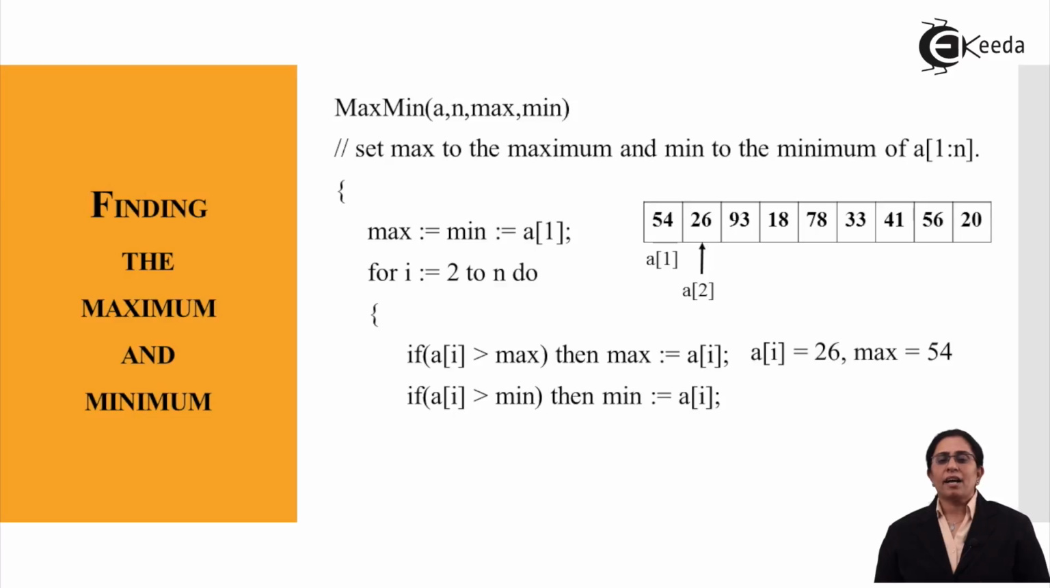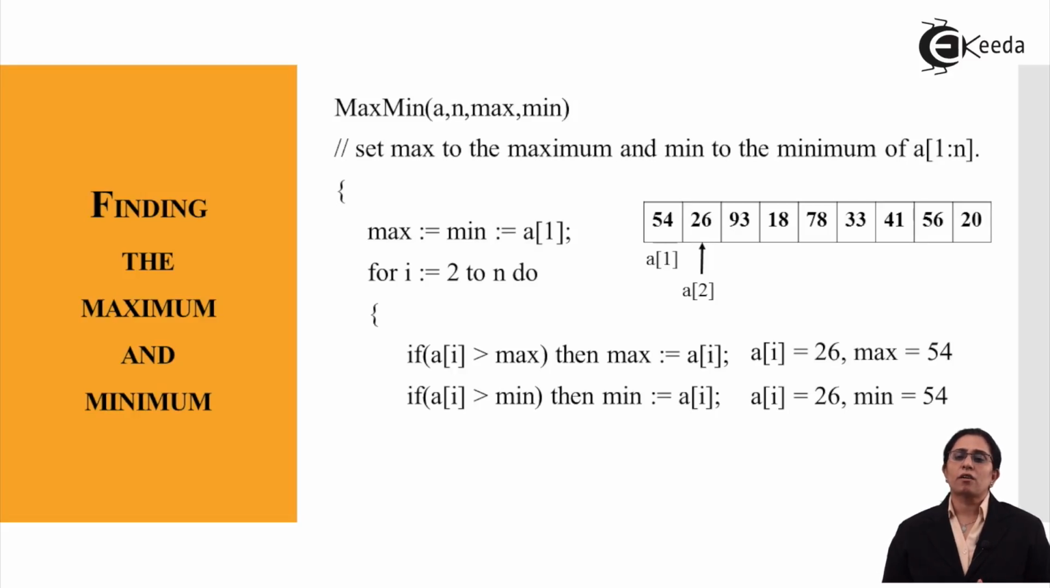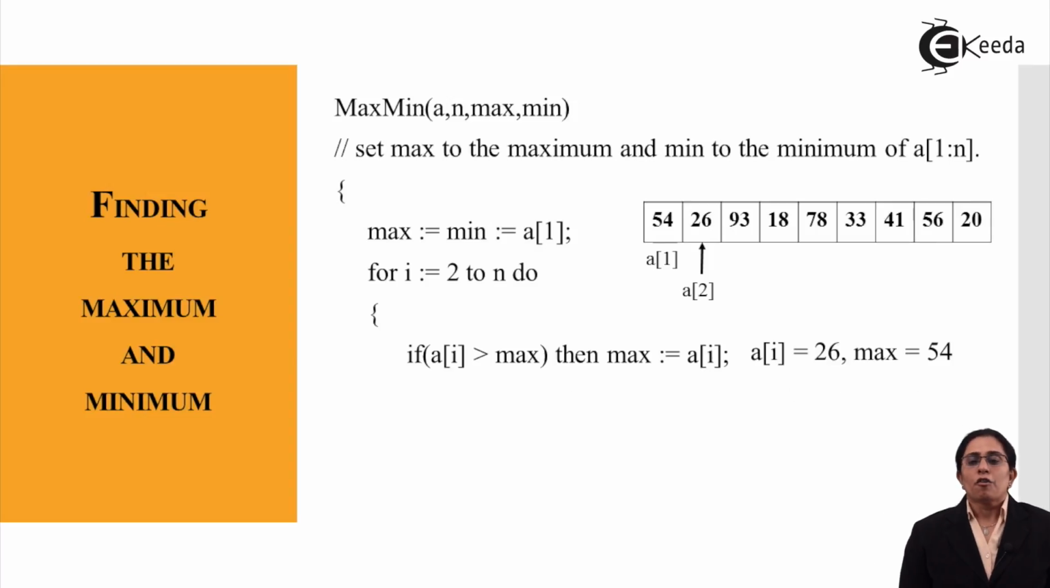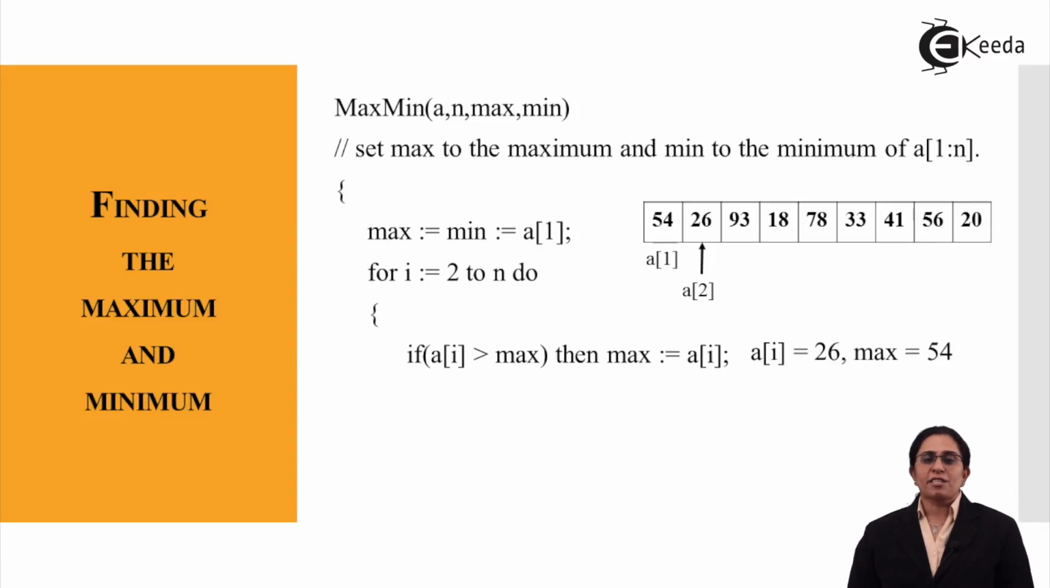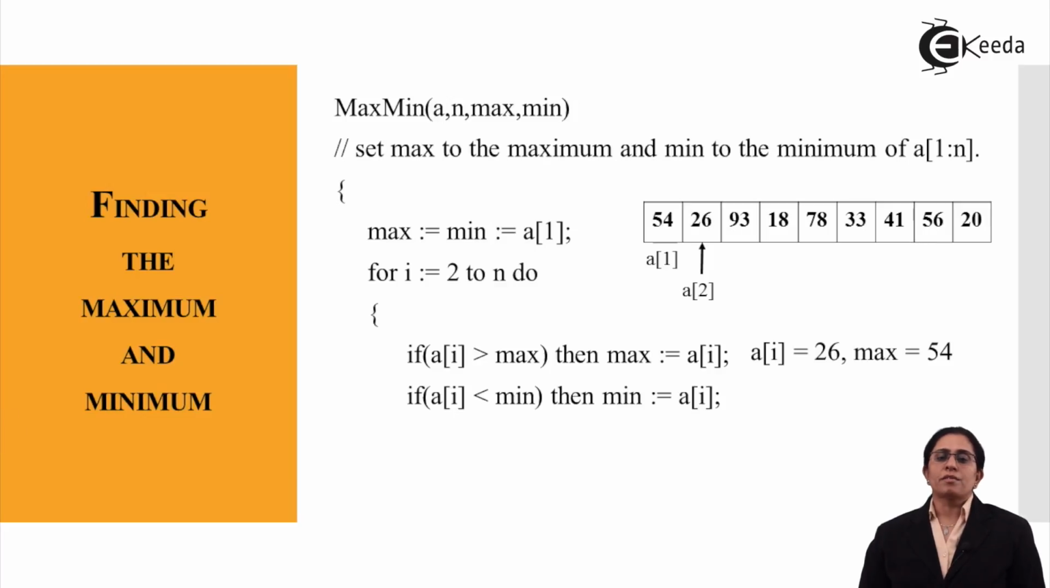So we've seen that a of I is equal to 26 and min is equal to 54. So 26 is less than 54. If it is so, then you say min is equal to a of I. We've seen that we find maximum. So now what happens? Here max is equal to 54.